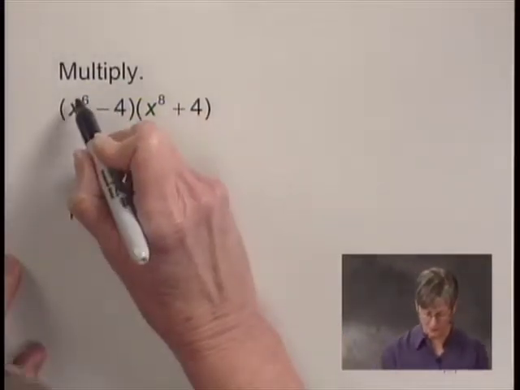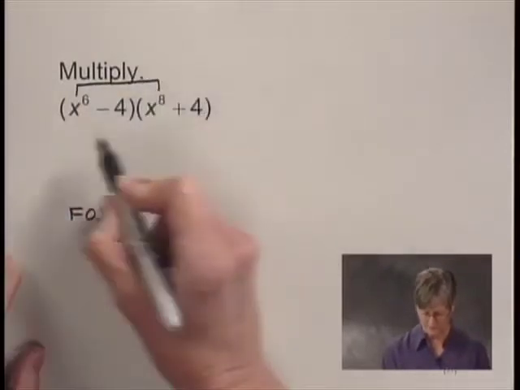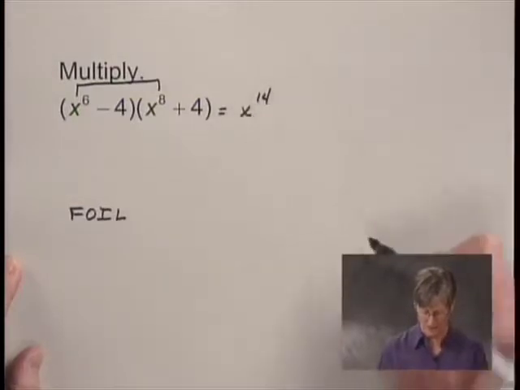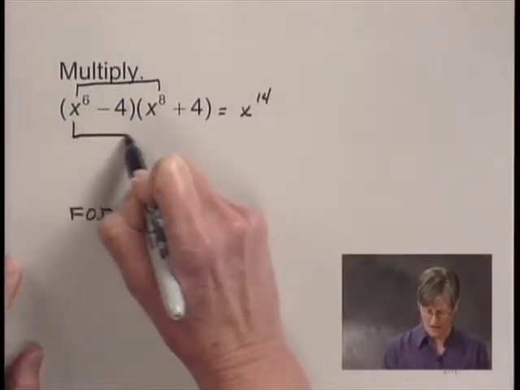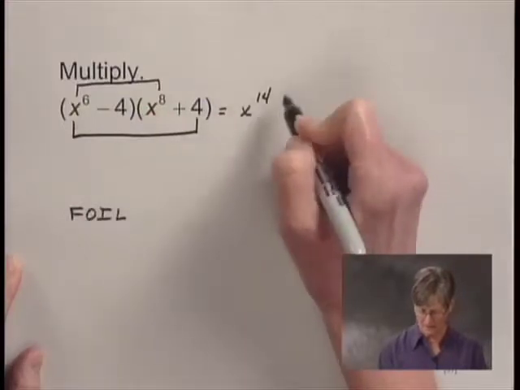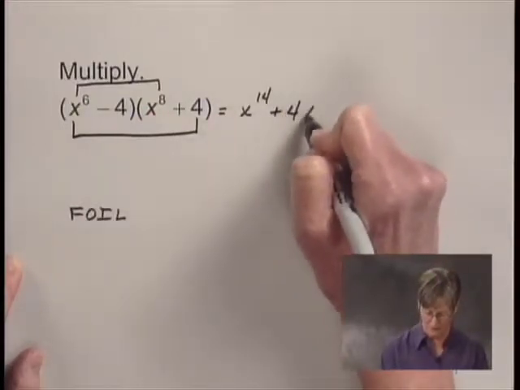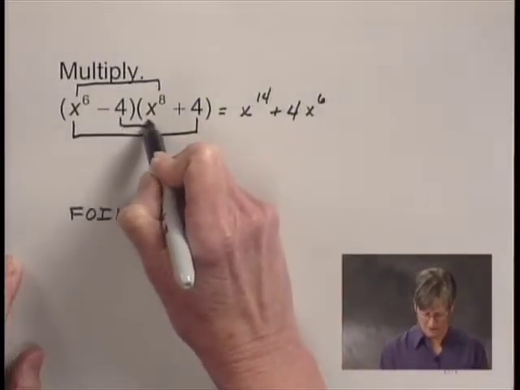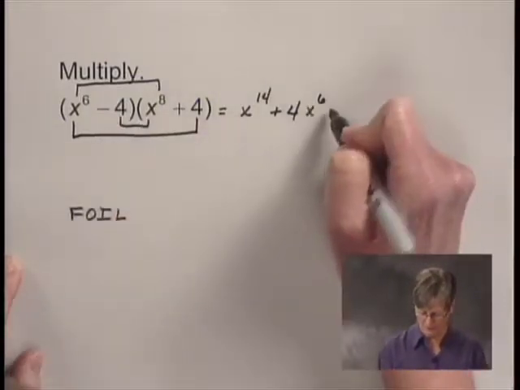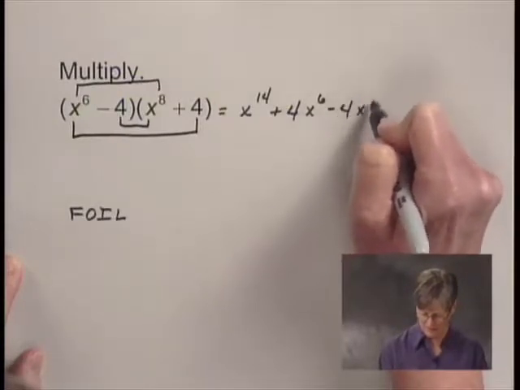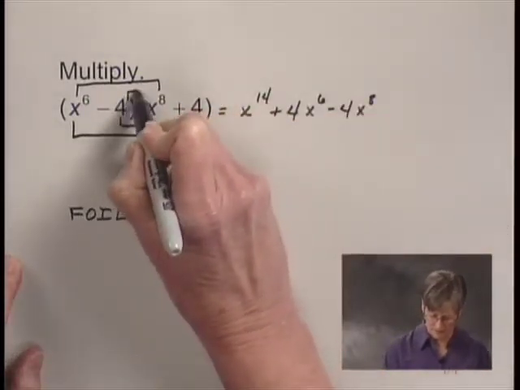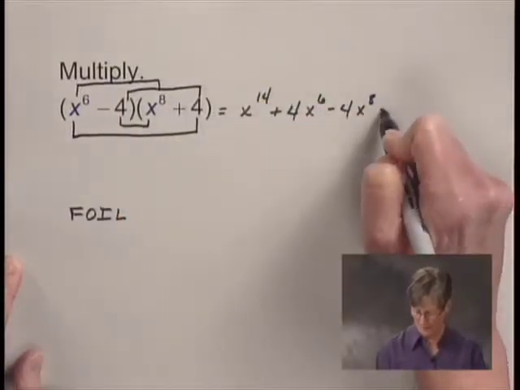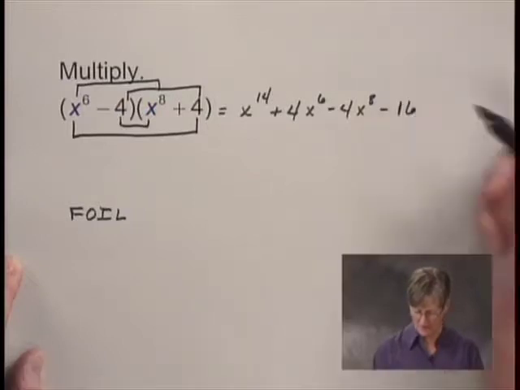So multiplying the first two terms of each binomial, I have x to the 6th times x to the 8th, which is x to the 14th power. The two outside terms give me x to the 6th times 4, or I can write that as 4x to the 6th power. The two inside terms give me the product negative 4 times x to the 8th. And the product of the last two terms of each binomial, I have negative 4 times 4, or negative 16.